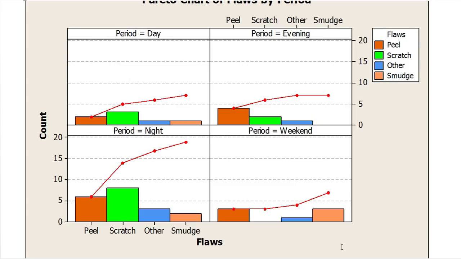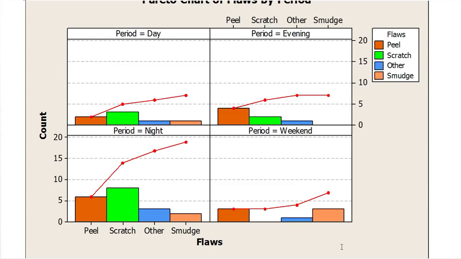So anyway, we do this. But now notice that depending on which shift you're in, even though peel is the biggest problem overall, it may not be the biggest problem for a particular shift. So for example, notice that the night period, their biggest problem is scratches, and the weekend period has no scratches at all. Whereas for example, the evening group definitely does have more peels than other things, and peels are the biggest thing in the weekend. But scratches seem to be the biggest problem in both the day and the night shift.